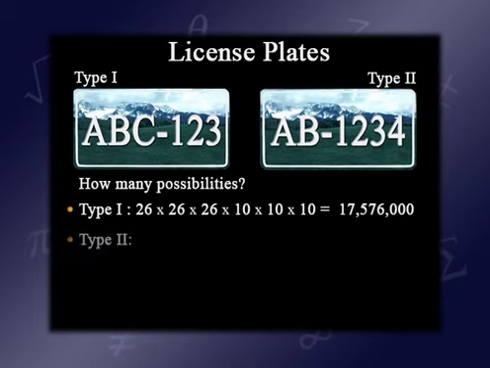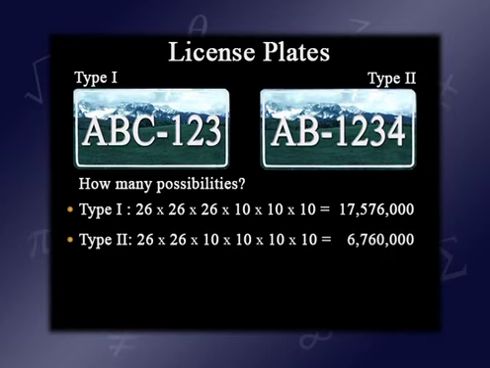Okay, next, how many license plates are there of type 2? Well, this time we have 2 letters followed by 4 numbers. So we have 26 choices for the first, 26 for the second, and then those remaining 4 numbers are 10 choices, 10 choices, 10 choices, 10 choices. So altogether, 26 times 26 times 10 to the 4th, 6,760,000 possibilities.